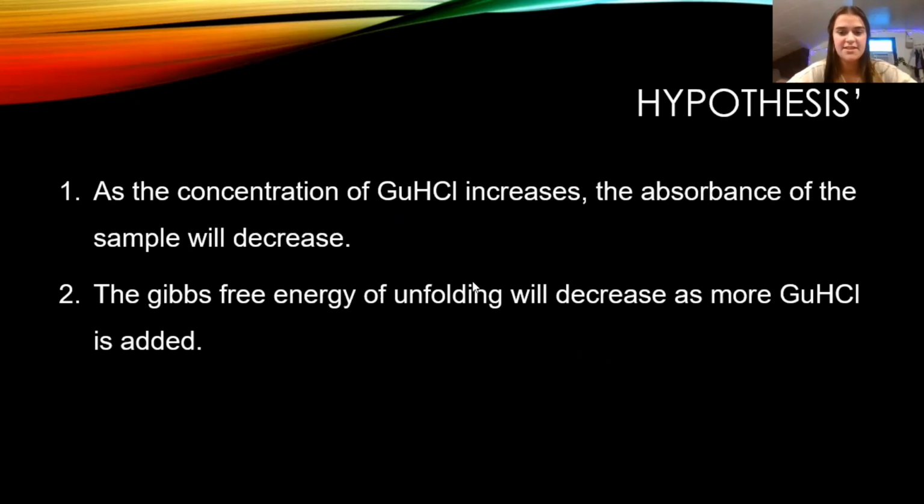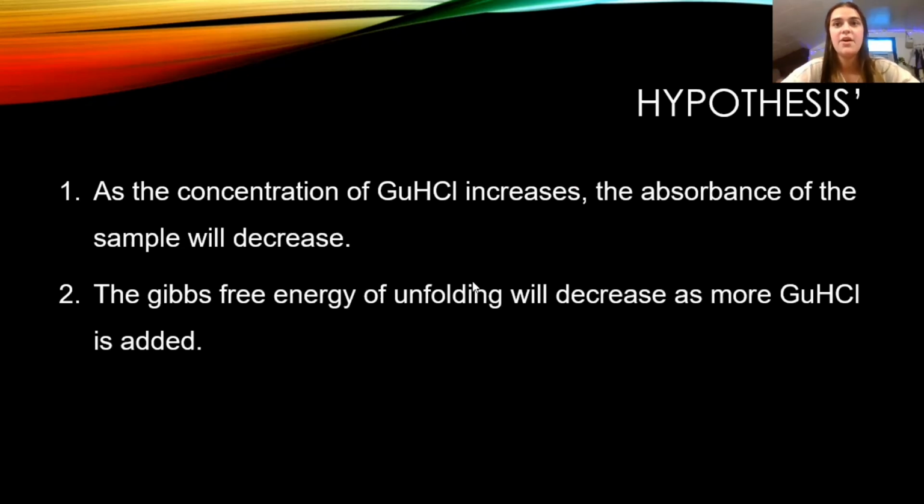Two hypotheses were used for this experiment. One was that as the concentration of guanidine hydrochloride increases, the absorbance of the sample will decrease. This is because guanidine hydrochloride, as a denaturant, will cause myoglobin to unfold. The unfolded conformation of myoglobin will absorb less light than its folded conformation.